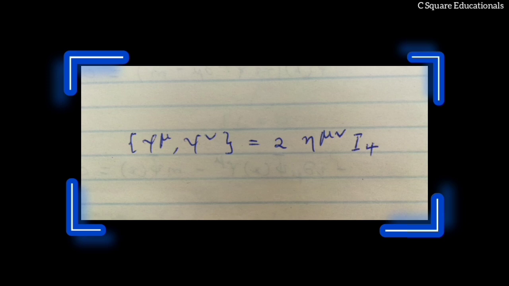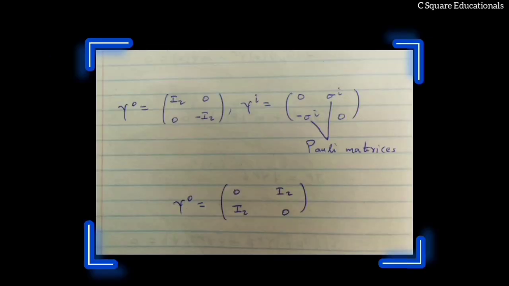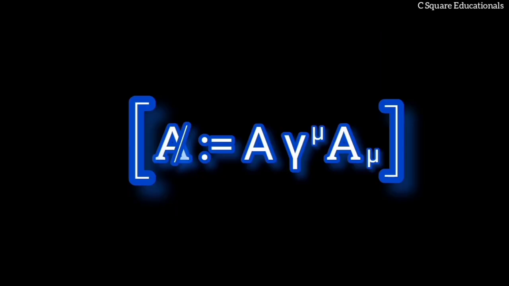These matrices can be realized explicitly under choice of representation. Two common choices are the Dirac representation, where sigma i are the Pauli matrices, and the chiral representation, where the gamma i are the same, but gamma 0 is equivalent to the matrix 0, I2, I2, 0. The slash notation is a compact notation for A slash equals gamma mu A mu, where A is a 4-vector, often a 4-vector differential operator, partial mu. The summation over the index mu is implied.